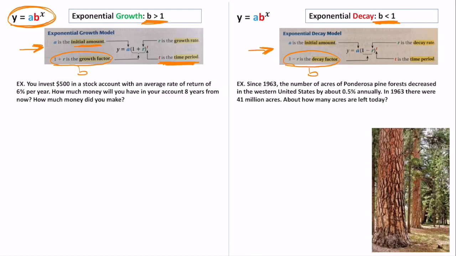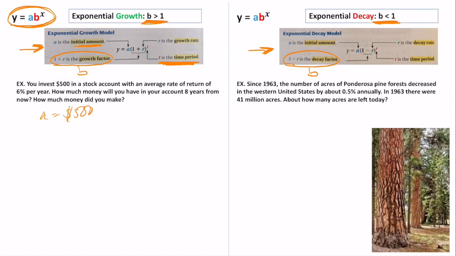Okay, so the first example: you invest $500 in a stock account with an average rate of return of 6% per year. How much money will you have in your account 8 years from now? How much money did you make? Okay, the initial amount, A, is $500. That's where you're starting.